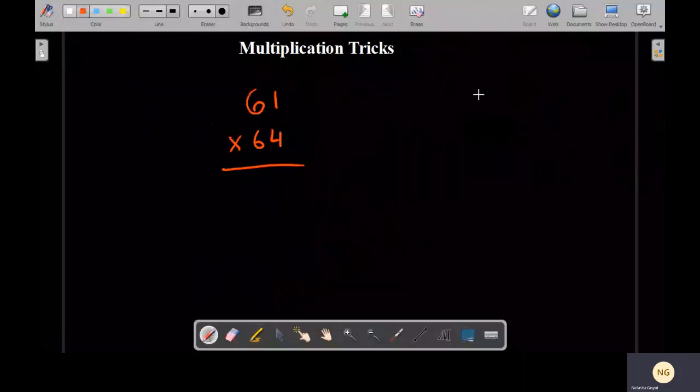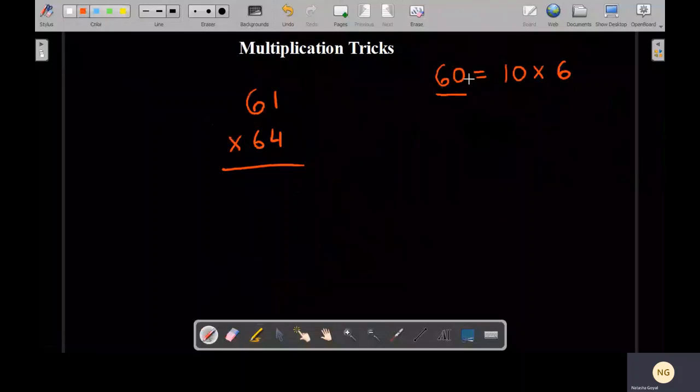So first step is to find the base. As 61 and 64 both are close to 60, so 60 will be the base. And 60 is a multiple of 10. So 10 times 6 gives you 60. Now the base is 60.